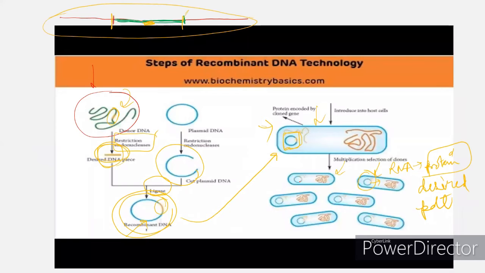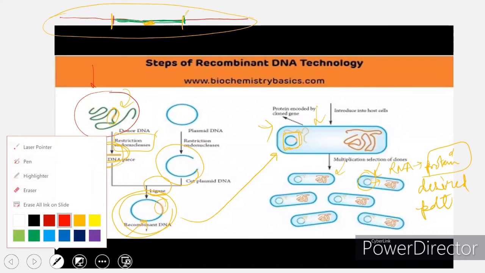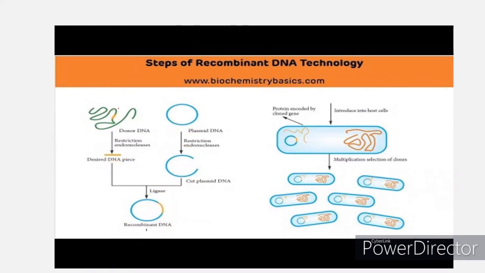So they have explained this particular procedure again. They have taken the desired DNA fragment, and they have cut the plasmid DNA here somewhere. So the plasmid DNA is cut and the desired DNA is also cut from the segment of DNA, and then we ligate it with the help of an enzyme called DNA ligase, and then we have the recombinant DNA.